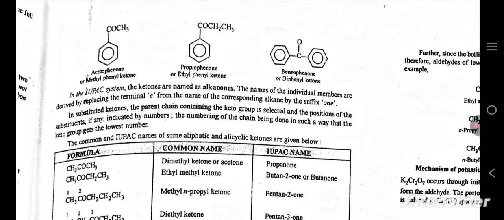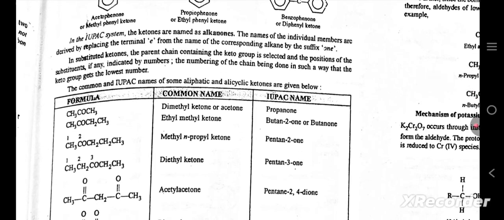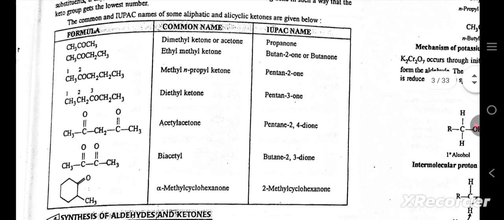In the IUPAC system, the ketones are called alkanones. The names of the individual members are derived by replacing the terminal e from the name of the corresponding alkane by the suffix one. In substituted ketones, the parent chain containing the keto group is selected and the positions of the substituents, if any, are indicated by numbers, the numbering of the chain being done in such a way that the keto group gets the lowest number. The common and IUPAC names of some aliphatic and alicyclic ketones are given below.